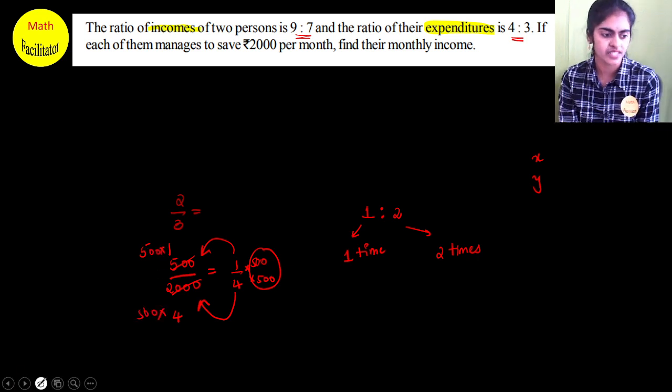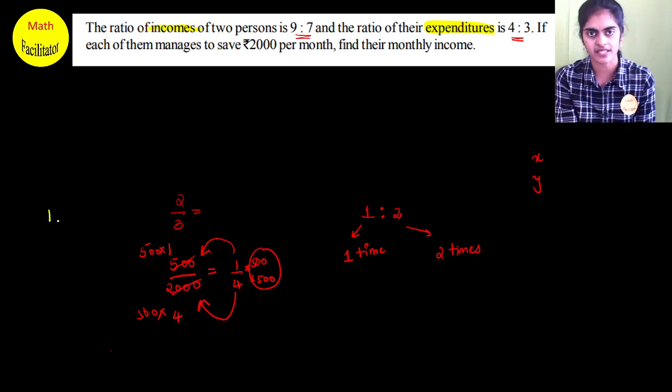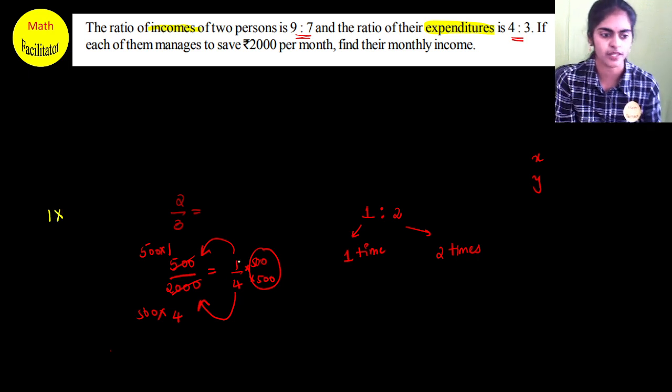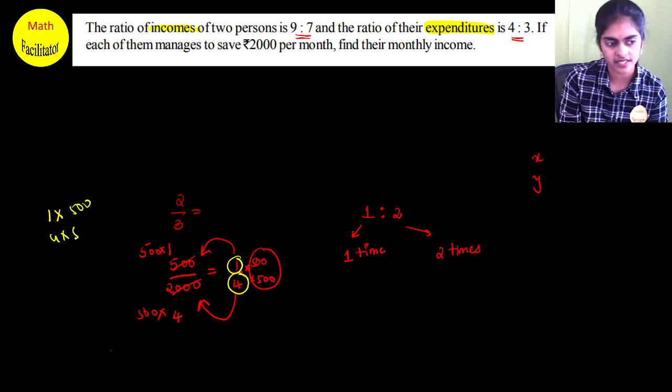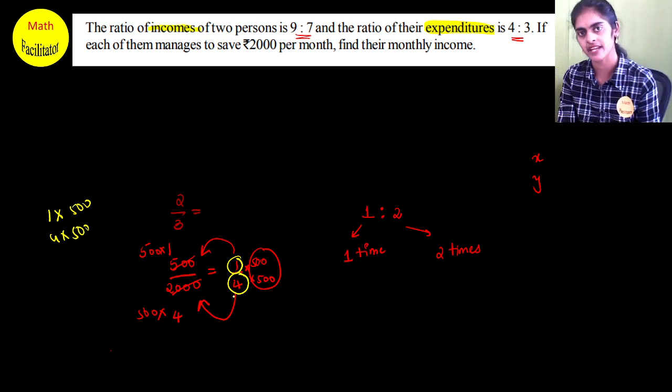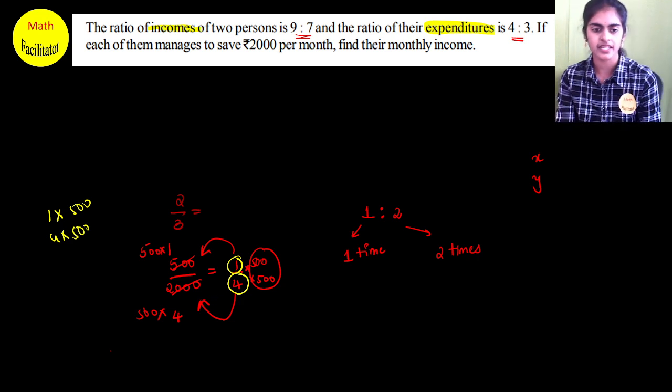So this 500 I need to multiply. If I want to get the actual income of the first person, how do I get it? I have to multiply the ratio corresponding to the first person by 500, the common factor. Similarly, for the second person it will be 4 into 500, the common factor. Here this 500, the common factor, I am taking as x.